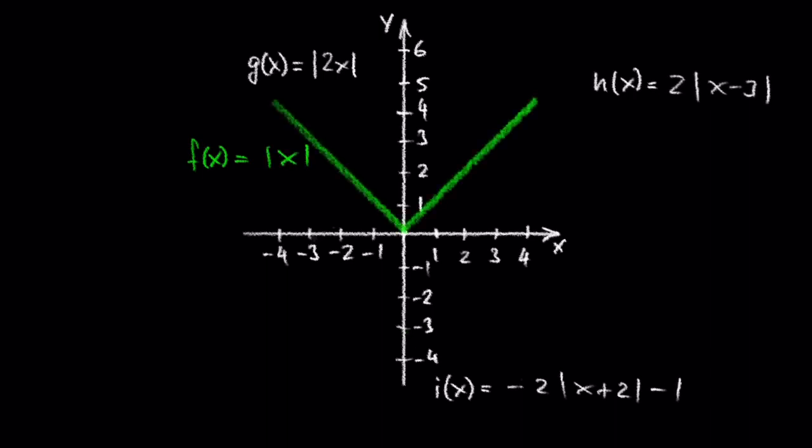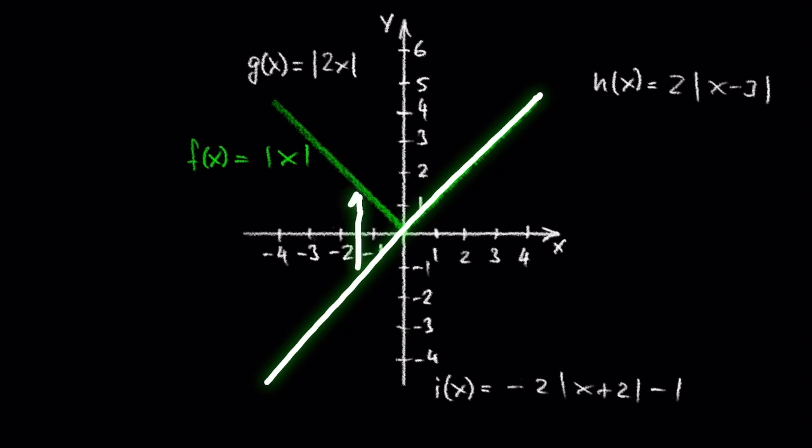Recall that the graph of the standard absolute value function looks like this. This is the graph of the function x, and the graph of the absolute value of x makes all the negative outputs positive outputs. So the negative part of the line reflects about the x-axis.